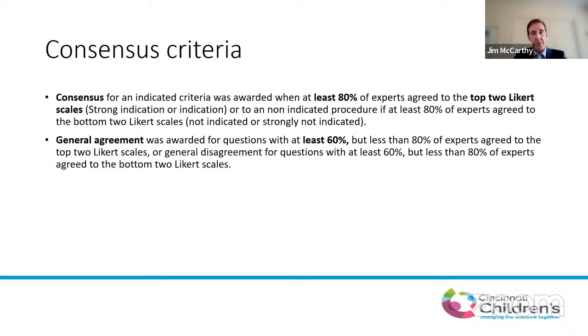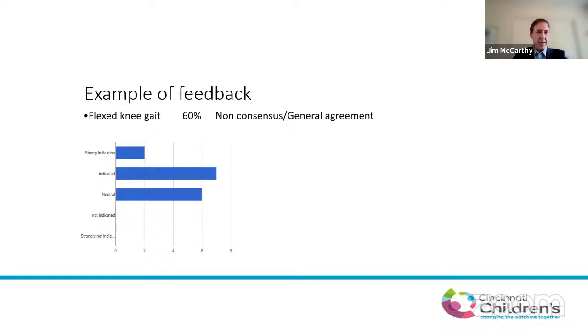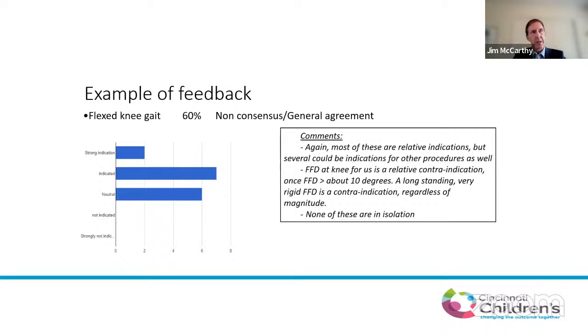And this is kind of what the feedback looked like visually. This example would be for hamstring lengthening as a flexed knee gait indication. And this shows that 60% put it in the top 2 scales, which would be non-consensus, but there is general agreement. And then comments were made. You don't have the names of who made the comments, but you can see that it's always very difficult to take the statement and apply it because children are so complex. So we had to work through much of that and understand that.